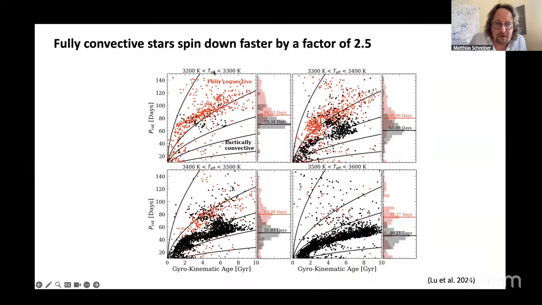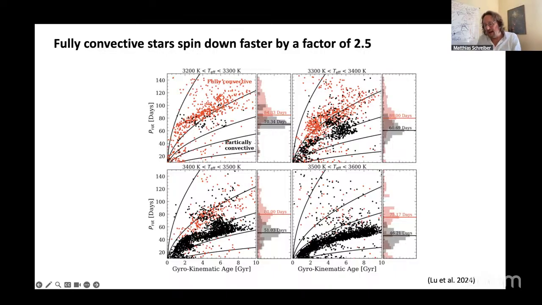And partially convective stars are in black, which have masses above 0.35 typically. If you use low temperatures, you have mostly fully convective stars, and they have, even at relatively low ages, already quite long rotation periods. Then you go to slightly higher temperatures, you have a mixture of both, and you see that the black ones, the partially convective ones, are systematically below the red ones. So they have less efficient braking in partially convective stars. And if you go to even higher temperatures, you hardly have any fully convective stars. You're dominated by the partially convective ones, and they rotate faster.